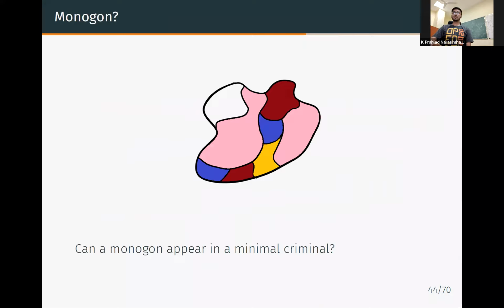So what does it mean? Can a monogon appear in a minimal criminal, right? Let's say it does. What does it mean? Look at the map without the monogon. We know that this can be colored with 4 colors, right? By the observation that we made before. But if it can be colored with 4 colors, you can color the monogon with something that is not used, right? Because it has only one neighbor.